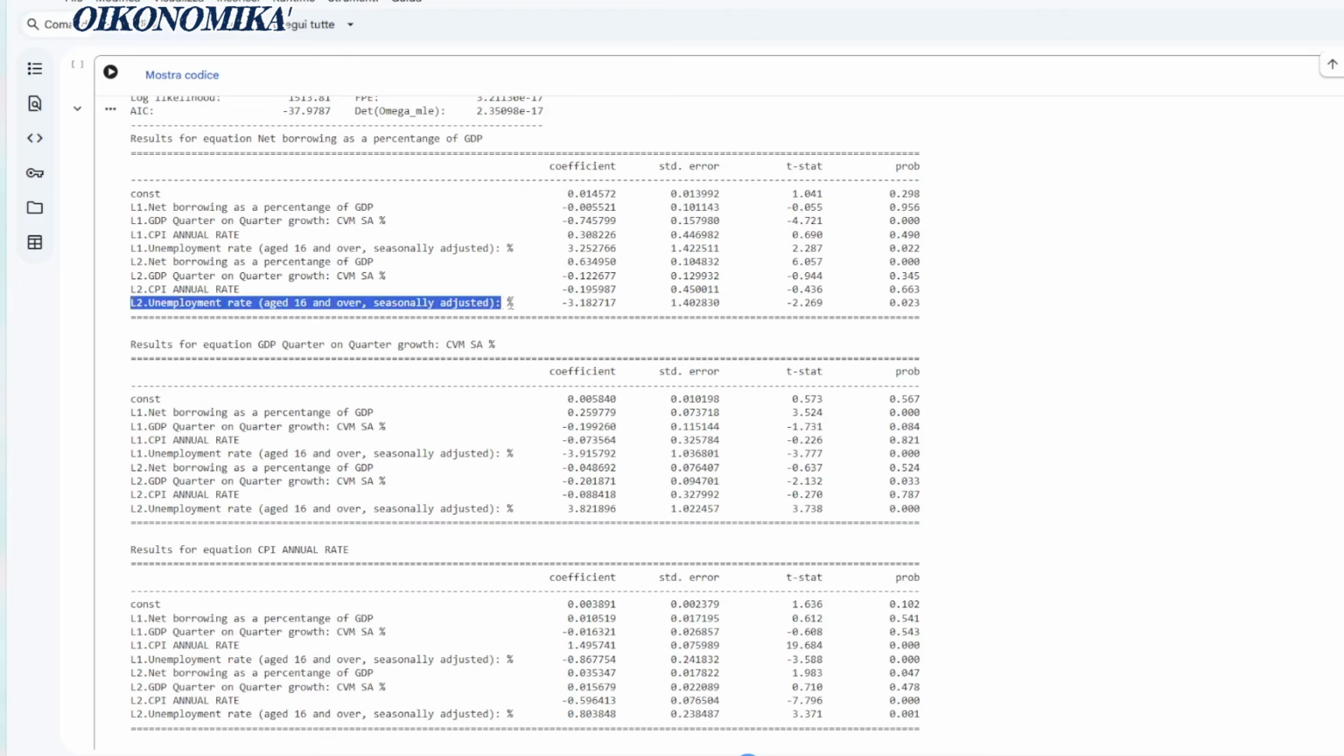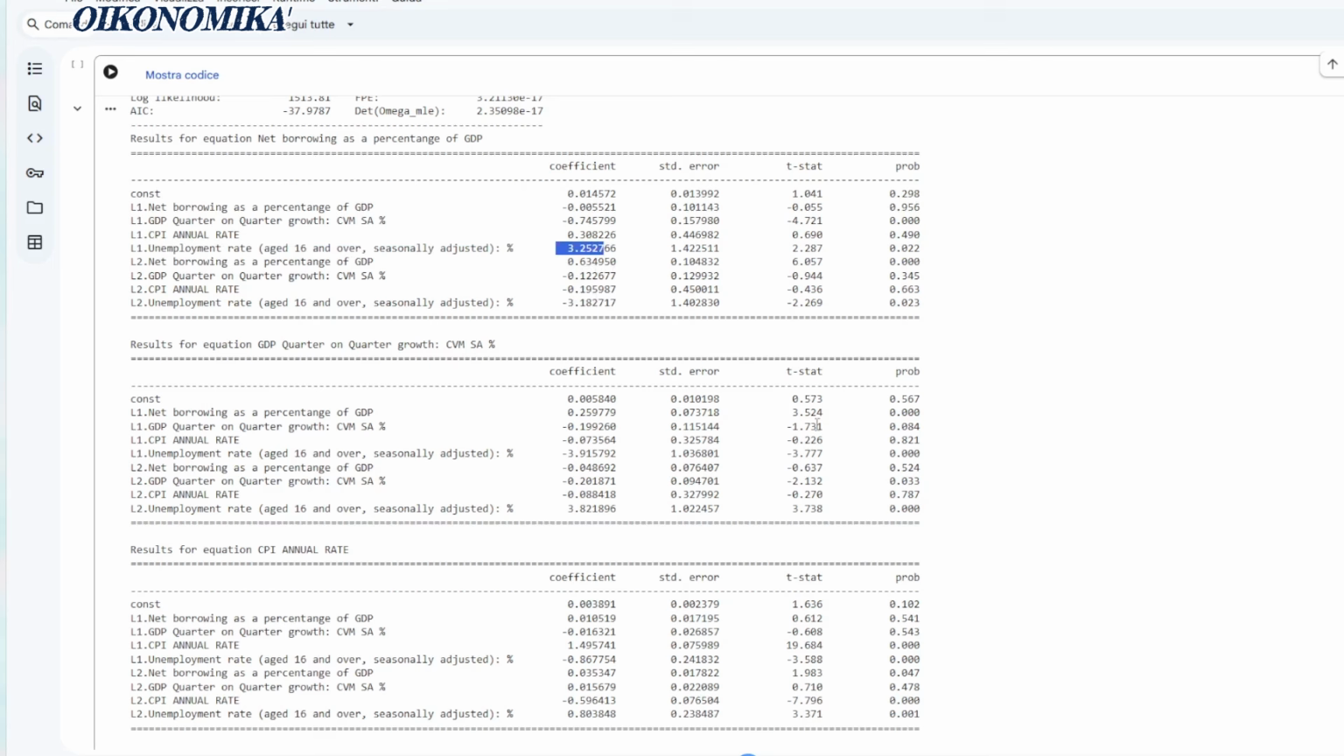Now with 2 lags distance, we see that the coefficient is negative. So theoretically, it means that having higher unemployment can decrease government borrowing. But we see that with the one lag distance, you have minus 3 point. These two basically are neutralized.